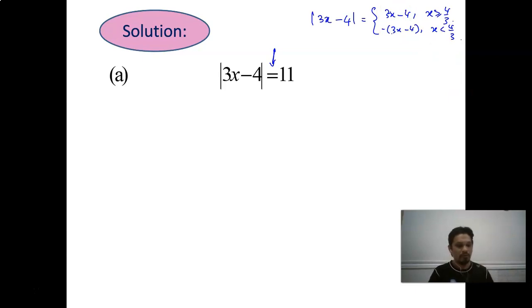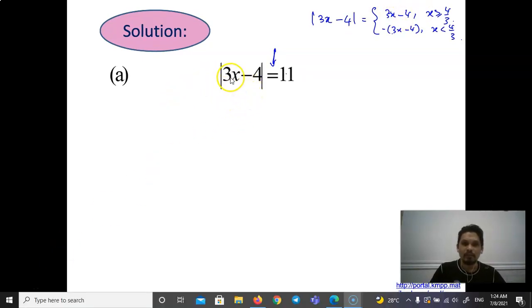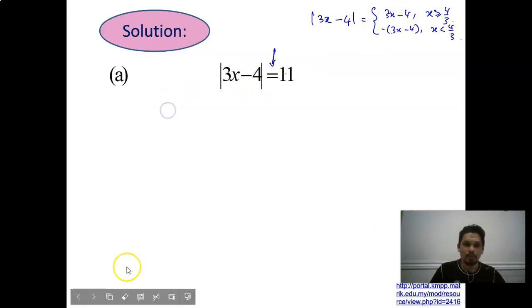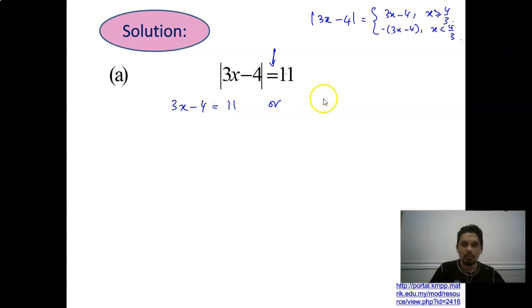Since we have two definitions here, we take the first definition, 3x minus 4 equal to 11, or here, negative of 3x minus 4 equal to 11. Then 3x minus 4, the 4 becomes positive, so 11 plus 4 equals 15, and x equals 15 divided by 3, equals 5. And for this one, either you expand this negative with 3x minus 4, or you bring this negative to the left side. Both are acceptable.